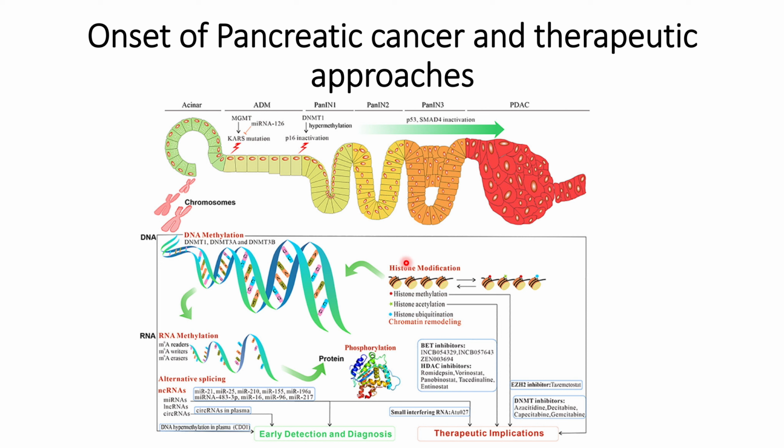So this chromatin remodeling occurs that can be one of the signature things that can distinguish tumor cells from the normal cells, and this can be one of the possible therapeutic targets, and some inhibitors are being used to target these histone modifications, such as BET inhibitor, HDAC inhibitor, EZH2 inhibitors, or DNMT inhibitors.